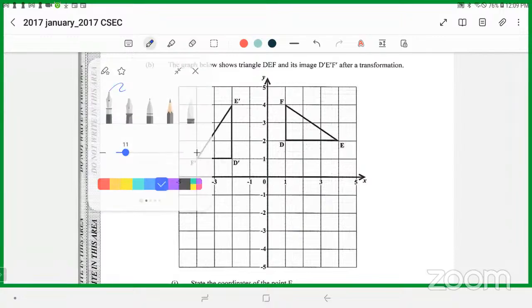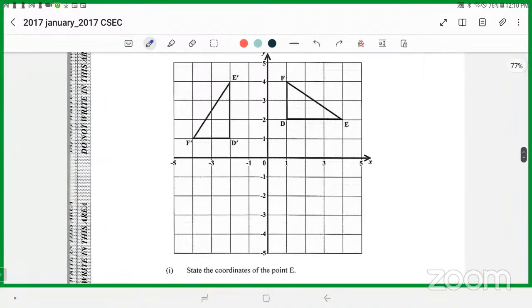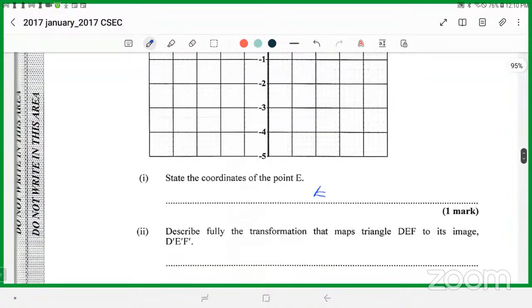But let's answer the questions now. Most of the time, 90% of the time, they're going to ask you to describe the transformation. First part, though, wants us to state the coordinates of E, which is this point. Based on this scale, right here will be 2, and right here will be 4, and up here says 2. So this point is 4 across, 2 up. E is the point (4, 2). Describe fully the transformation.